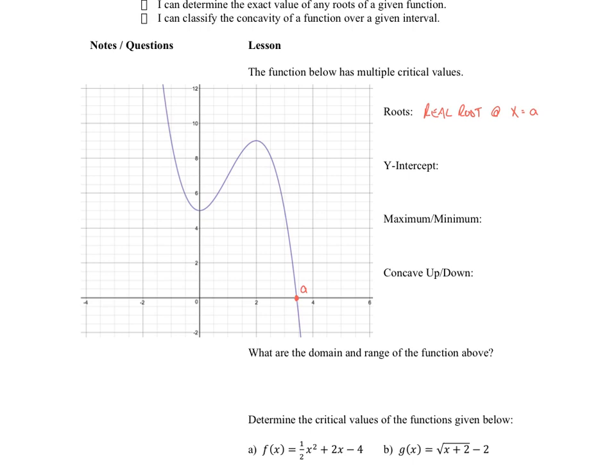The y-intercept. Y-intercept is just where the function touches the y-axis. So it looks like we're touching the y-axis right there, and that is at 5 on the y-axis. So the y-intercept is y equals 5. All right, nothing new yet.